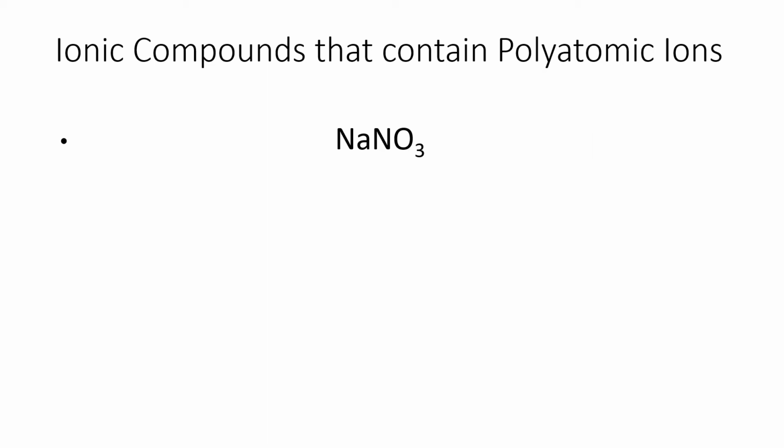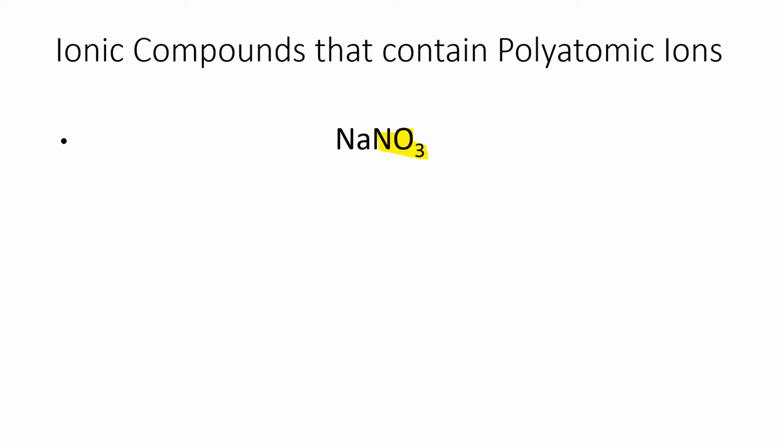Here's our example, NaNO3. How do we know this has a polyatomic ion? Well, you memorized it. When I see that NO3, I want to be thinking, I have a polyatomic ion that I need to deal with. There's our polyatomic ion. The key thing when dealing with a polyatomic ion is that we keep it together.